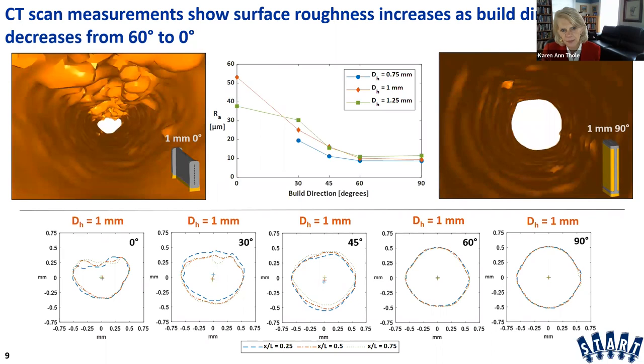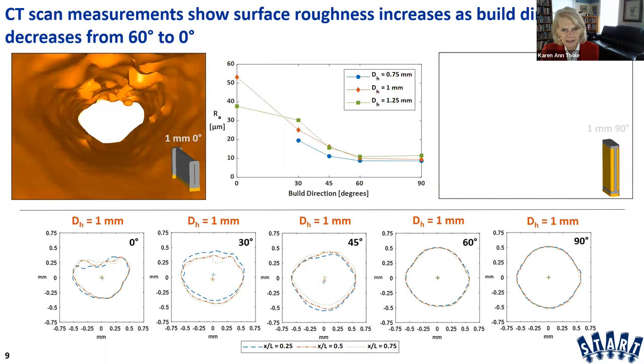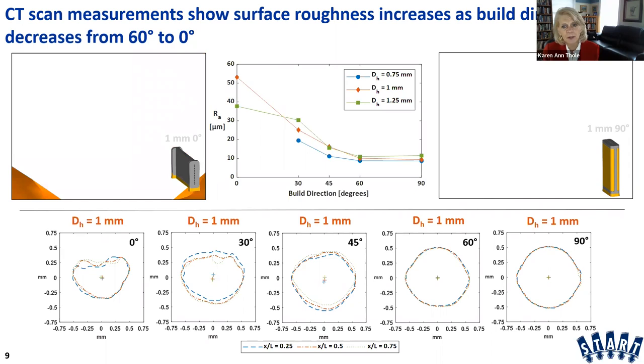In the middle top graph, you actually see what the roughness levels are. And what's interesting about this graph is it shows as the build direction increases from 0 to 90 degrees, at about 60 degrees, the actual roughness levels off and the channel becomes much more round as opposed to oval. And so you can see a pretty dramatic change in roughness depending on build angle. Well, how does that influence the friction factor and the heat transfer of that microchannel?